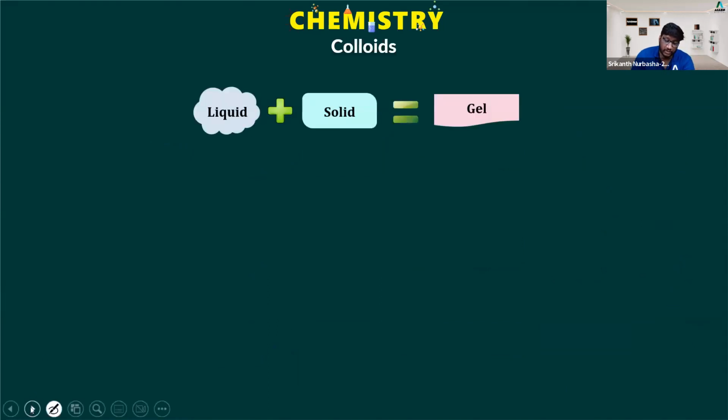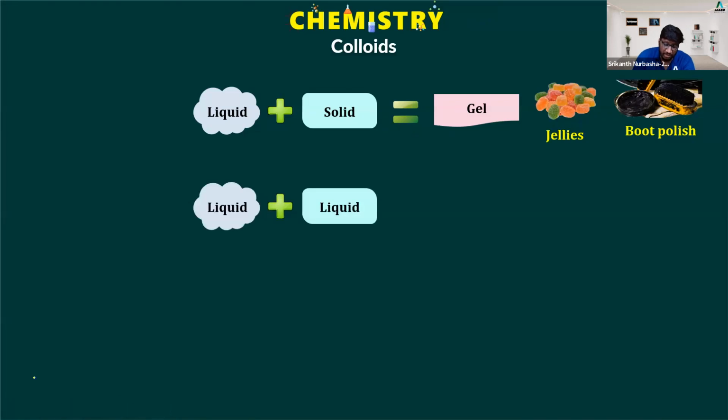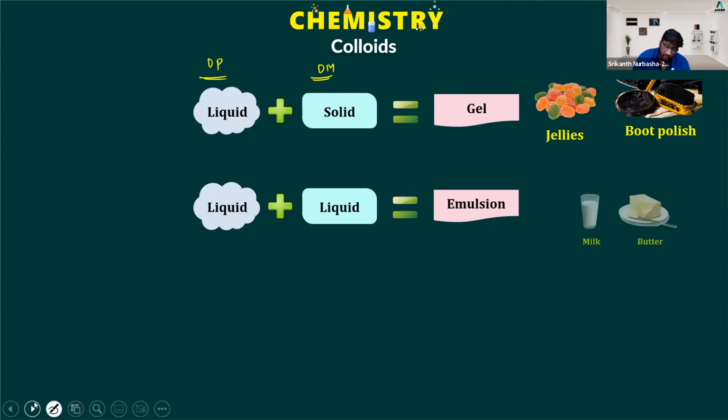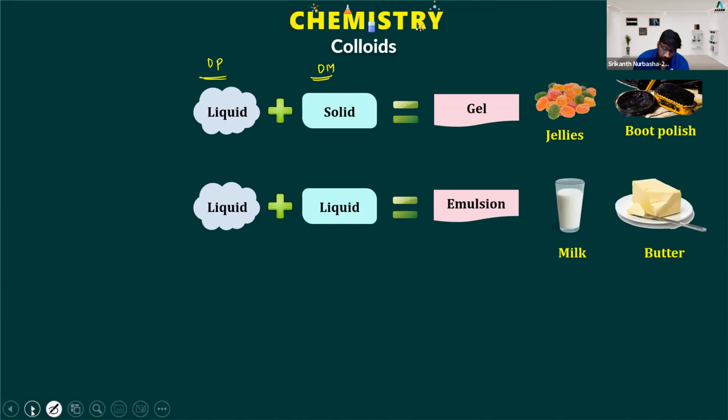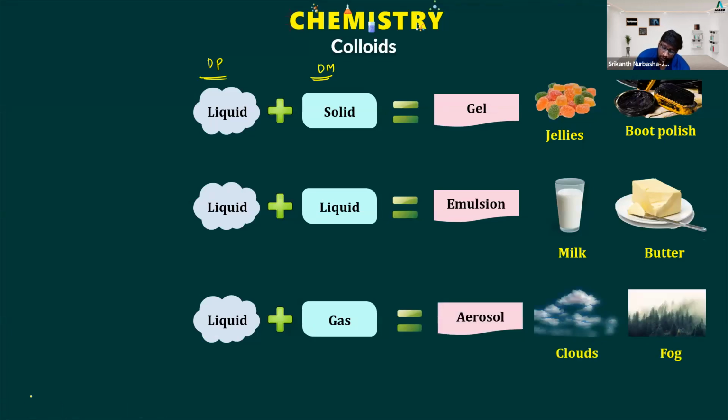Dispersed phase liquid, dispersion medium solid: in that case, you will have a gel, like jellies and boot polish. Dispersed phase liquid, dispersion medium also liquid: under that condition, you have emulsions, like milk and butter. Dispersed phase liquid, dispersion medium gas: you have an aerosol, like fog, mist and clouds.